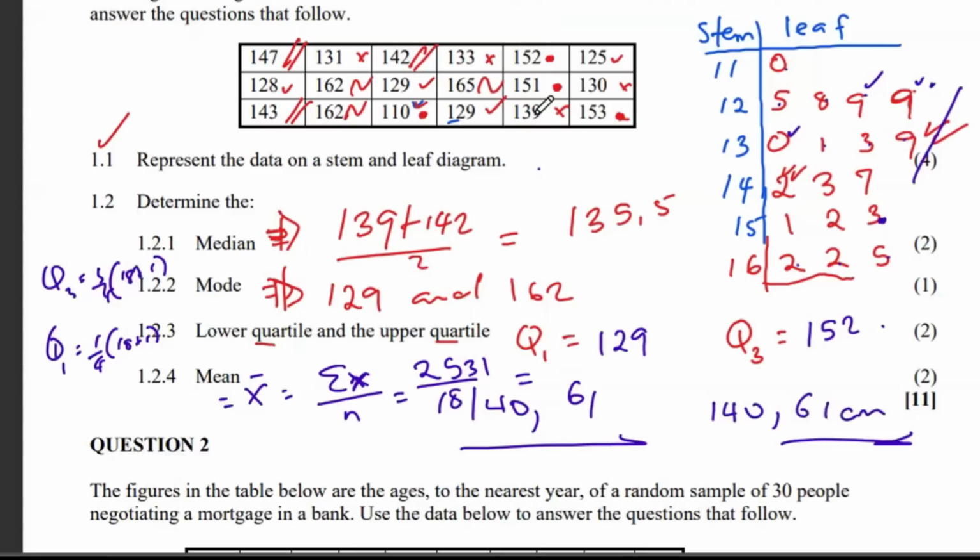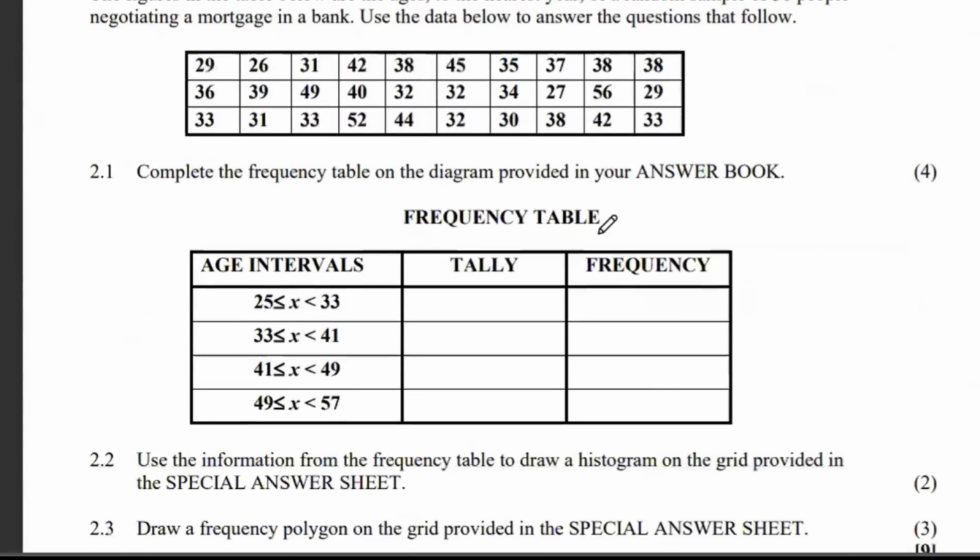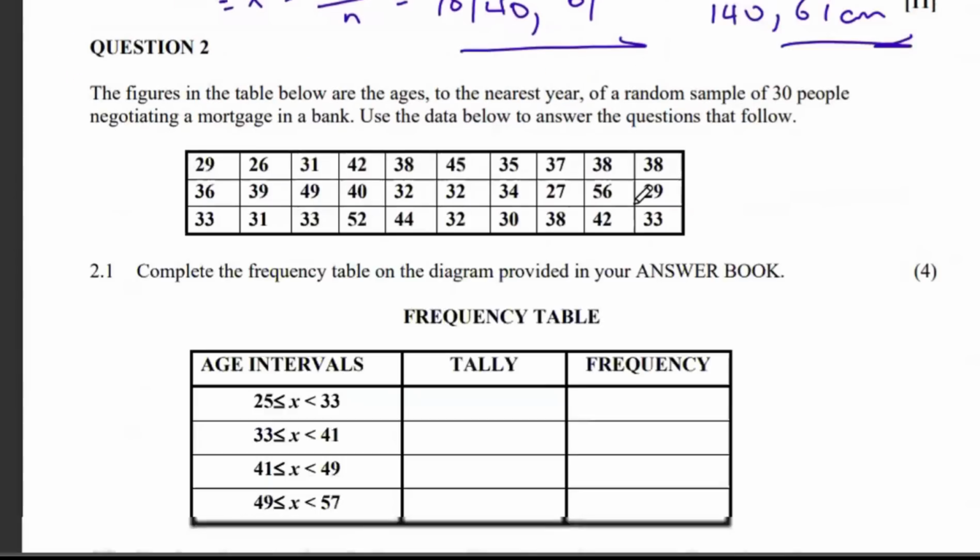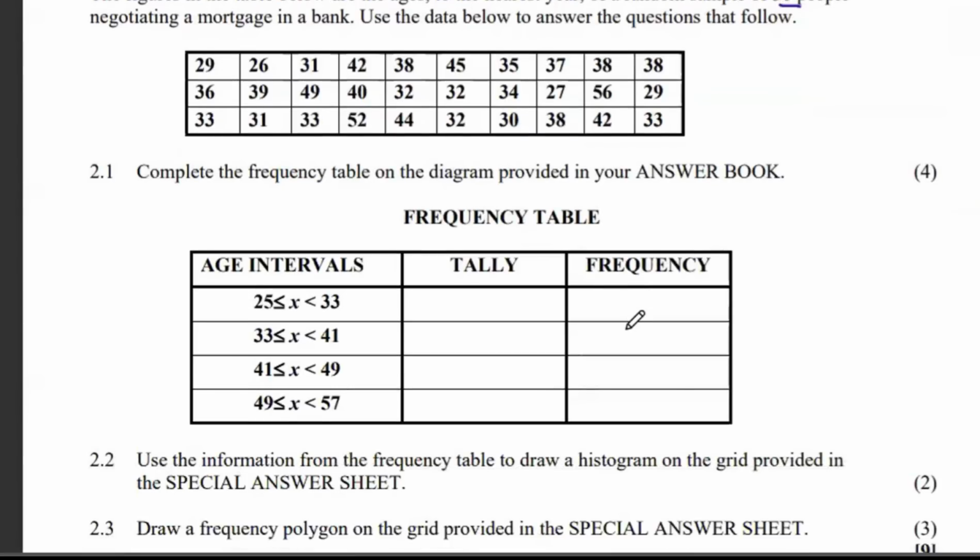As you approach your examination, just know that you are in position to determine the median, the mode, at least the lower and the upper quartile, or even draw a box and whisker to represent the 5-number summary in a question of this nature. Then question 2 deals with grouped data, because the first one is just ungrouped. The figures in the table below show the ages, to the nearest number, of 30 people that are negotiating a mortgage in a bank. Then they want us to complete the frequency table in the diagram.